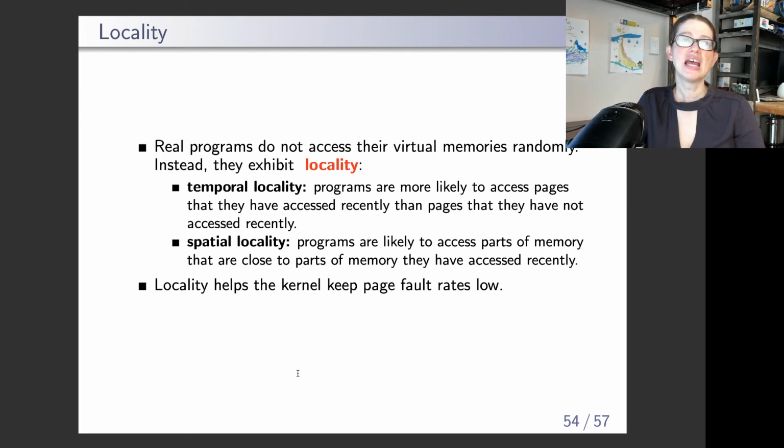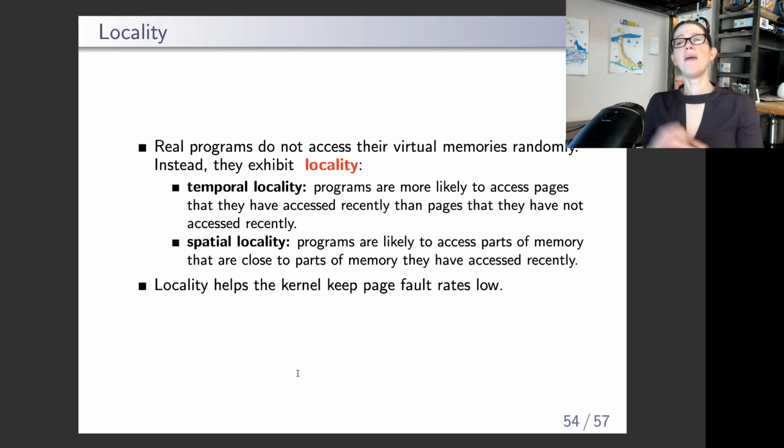Temporal locality means that if a process is using certain pages, they're really likely to use them again in the near future. So if I'm using page 17 right now, then I'm probably going to use page 17 in the future. And the other one is spatial locality. So if I'm on page 16, then I probably am going to use page 15 or 17 in the near future because they are spatially located where I am right now.